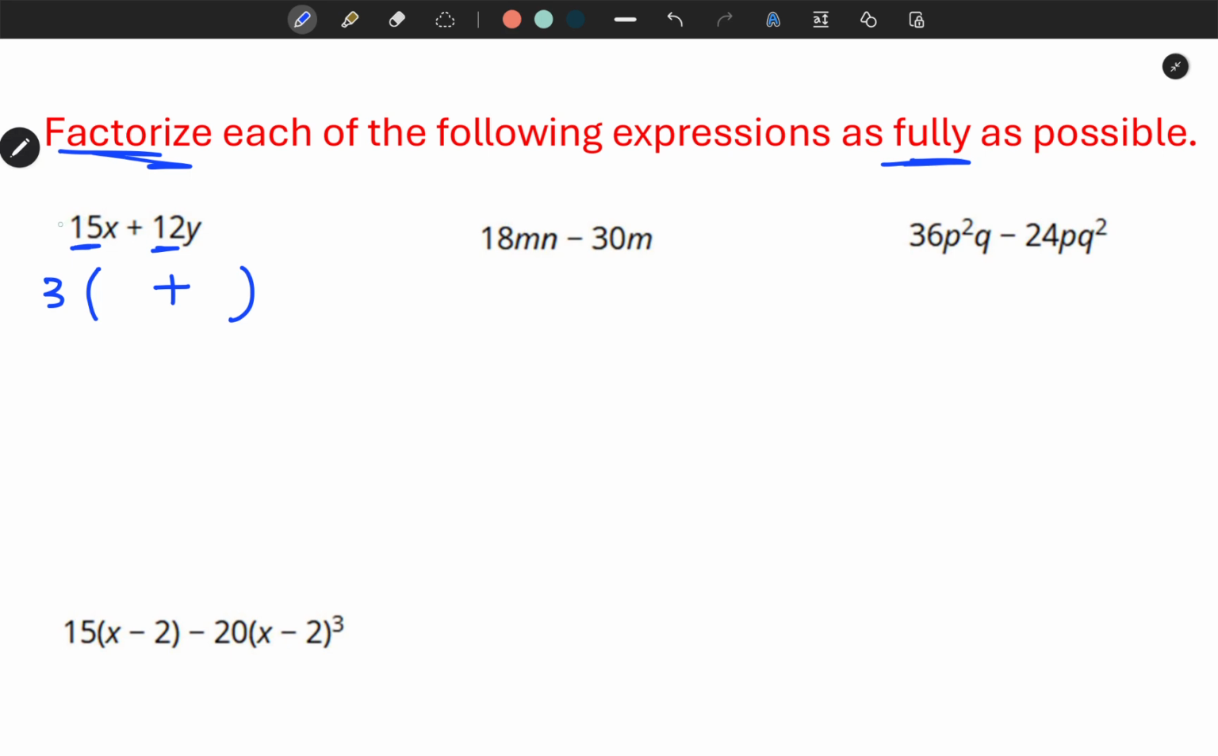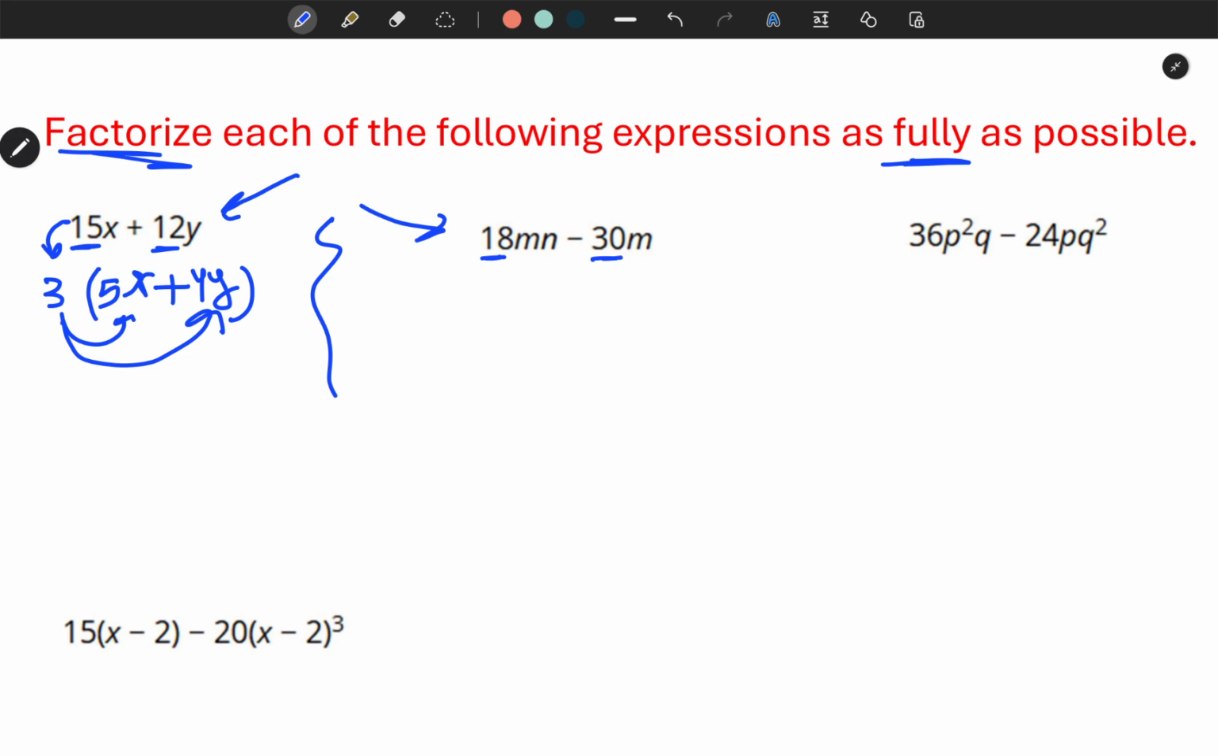To get each one of them, you have to divide. 15 divided by 3 is 5, so that's 5x. And here 12 divided by 3 is 4, so 4y. Of course, to check your answer, you can re-expand it by multiplication, and you will find the same original expression.